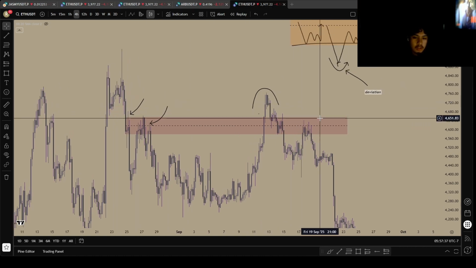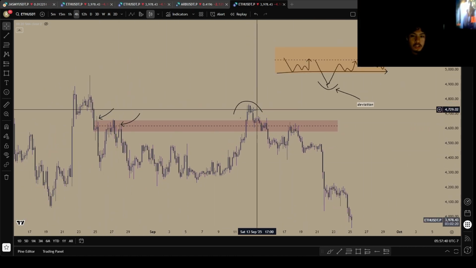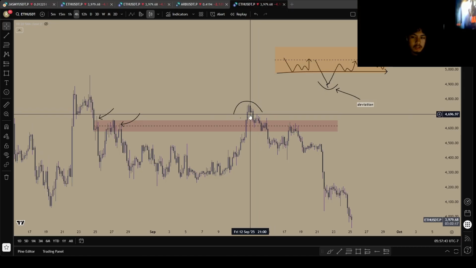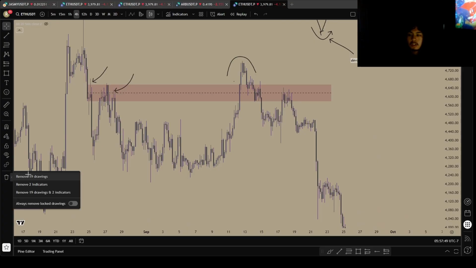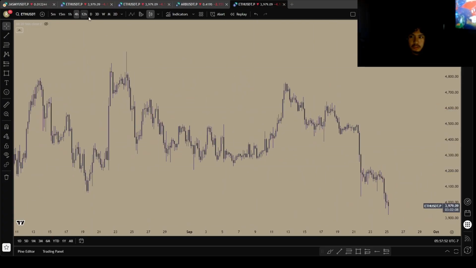There's so many names you can use for it. Honestly, you can use any word you want. Just understand that this is deviation, this is manipulation, it's a liquidity sweep, it's a fake out, it's to fake people out into opening positions, okay? So enough of that, I'm going to go to the actual analysis. So let's start with the daily time frame.